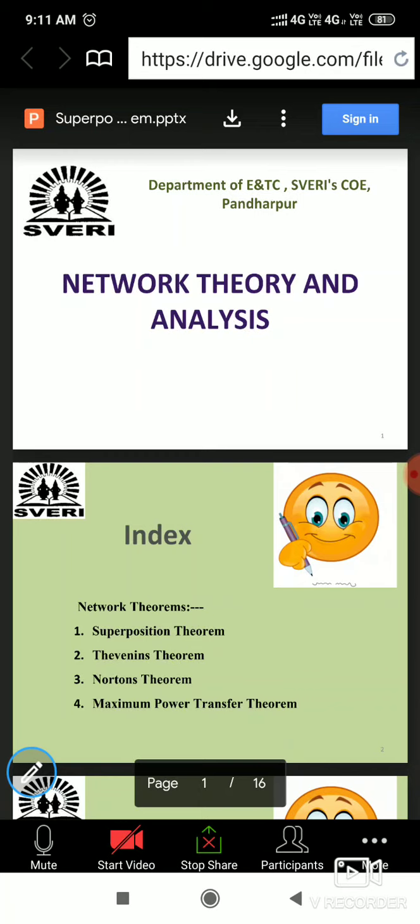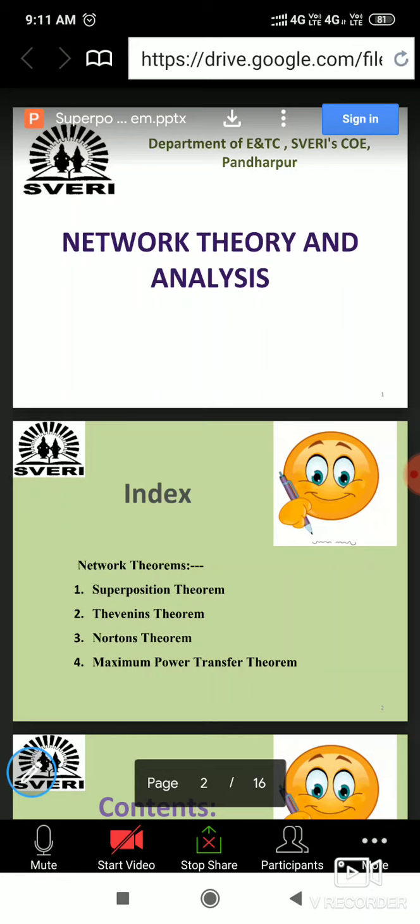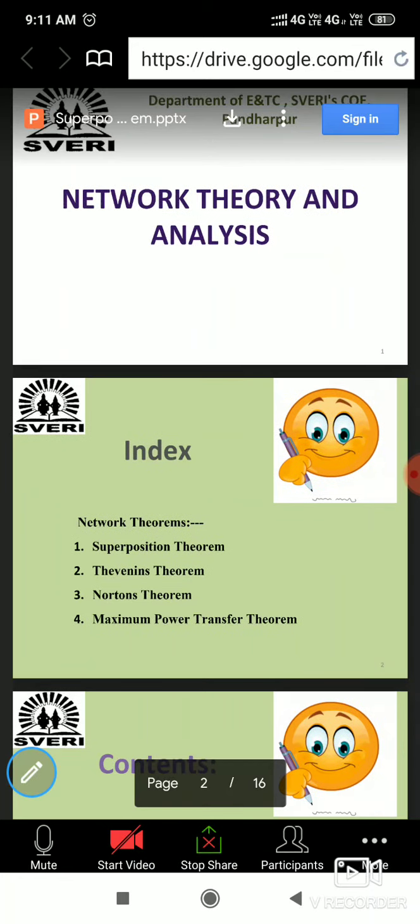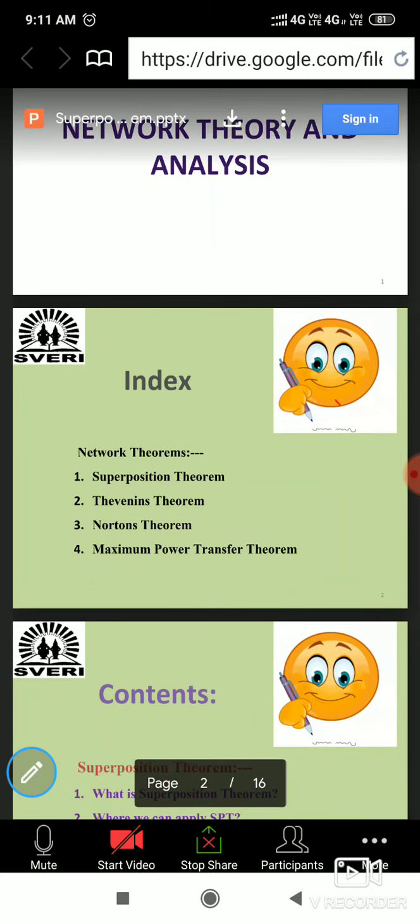Okay, today we will start the network theorems topic. In that, I already told you there are four theorems from the GATE point of view. Previously there were six to seven theorems, but now the number of theorems has been reduced. Only four important theorems are considered in the syllabus: superposition theorem, Thevenin's theorem, Norton's theorem, and maximum power transfer theorem.